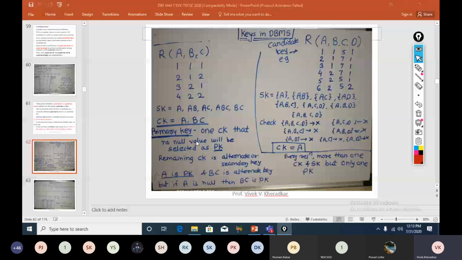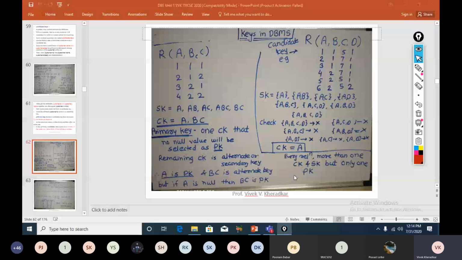In this example for our relation, if I choose A as the primary key because it does not have a null value, then the remaining BC is nothing but the alternate key. But if A has a null value in this table, then definitely I will choose BC as the primary key. If both have null values, then definitely there is no primary key for this relation. So that is about the primary key. One more thing: every relation can have more than one candidate key and super key, but only one primary key.